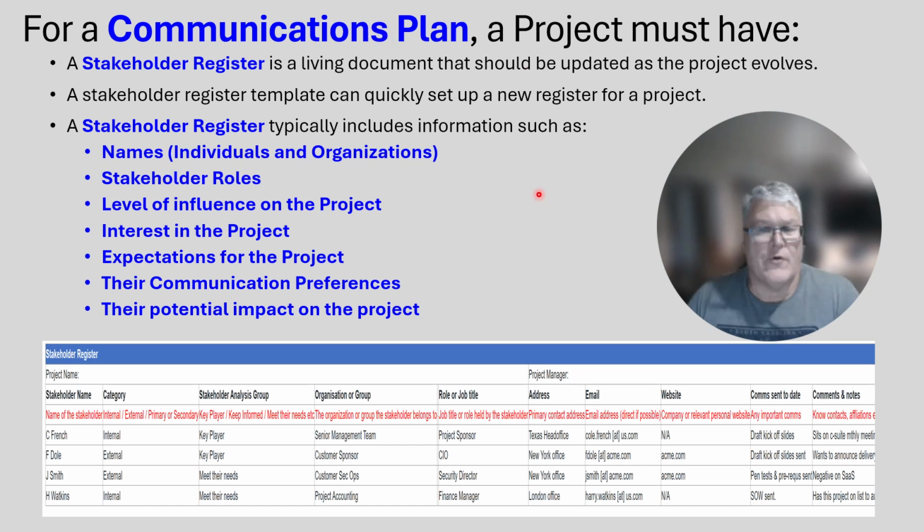And a stakeholder register might be as simple as having the names of individuals or their organizations, their roles, their level of influence on the project, their interest in the project, their expectations regarding the project, their communication preferences relative to the communication plan, and then their potential impact on the project.